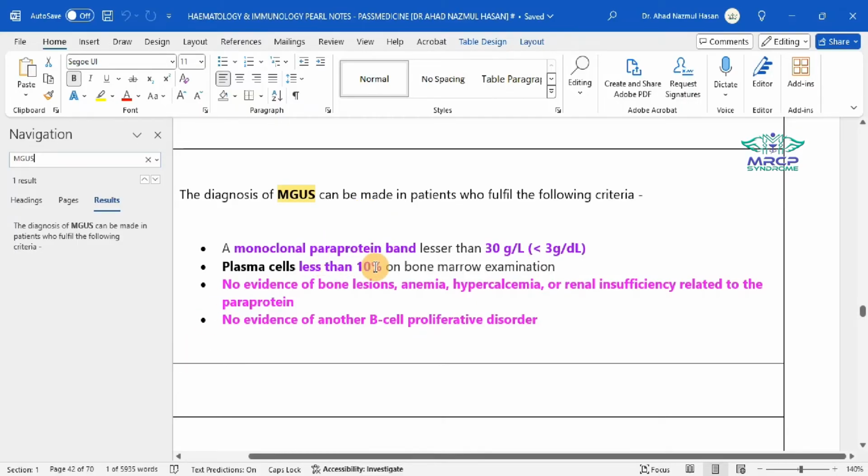Second, plasma cells less than 10% on bone marrow examination. Third, no evidence of bone lesion, anemia, hypercalcemia, or renal insufficiency related to the paraprotein, meaning there should be no features of CRAB. This point differentiates it from multiple myeloma. Fourth, there should be no evidence of another B cell proliferative disorder.